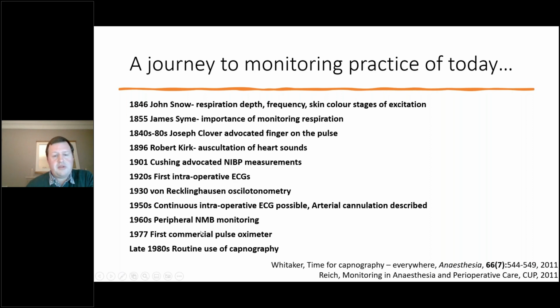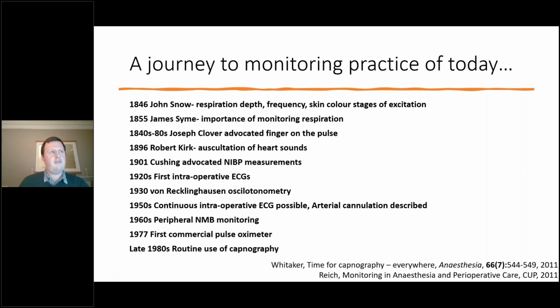But within most of our lifetimes, we saw the introduction of the first commercial pulse oximeter in the late 70s and the routine use of capnography in the late 80s. I guess the question is, why did these things happen? Well, I think there's two things.